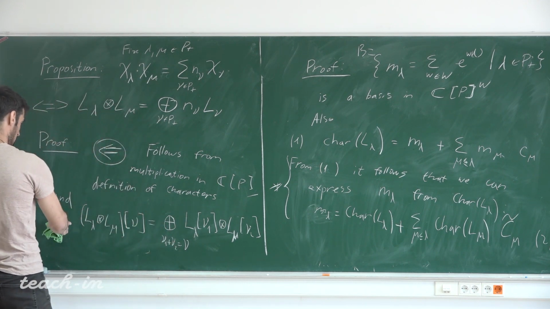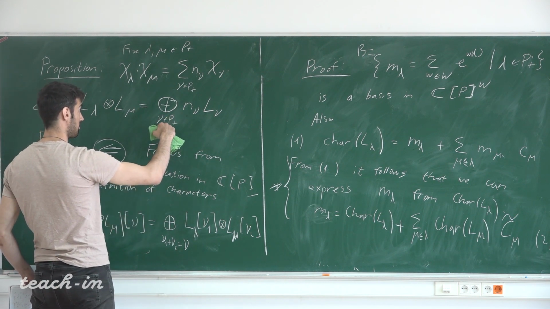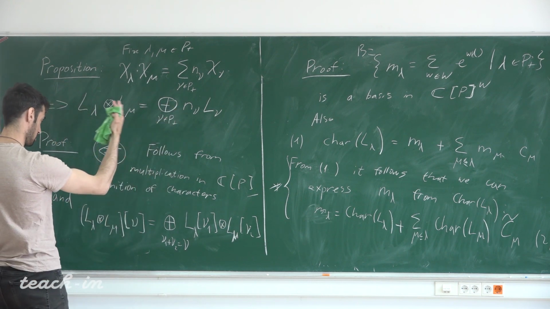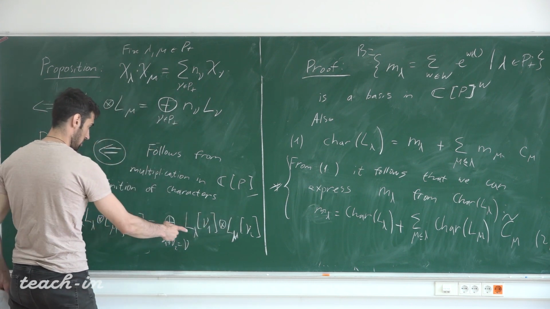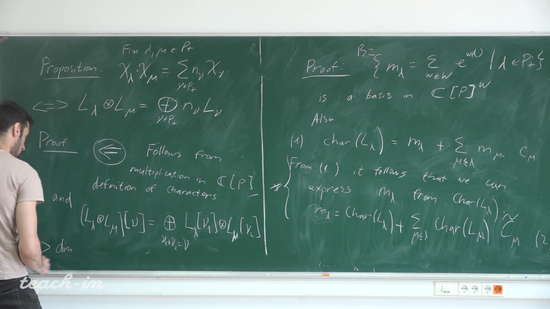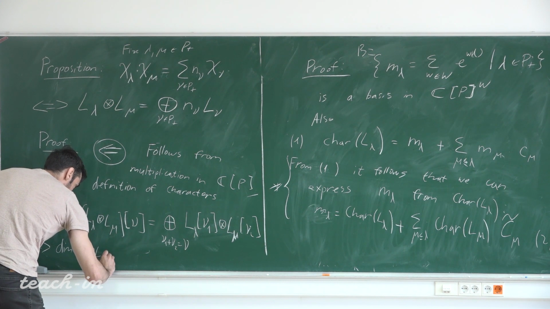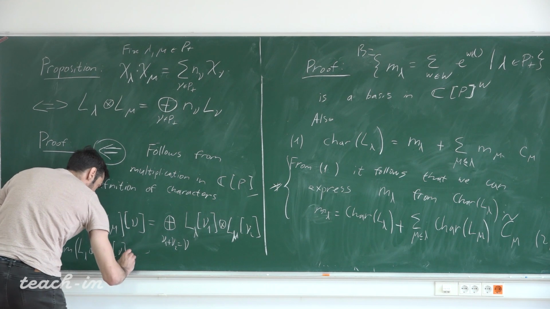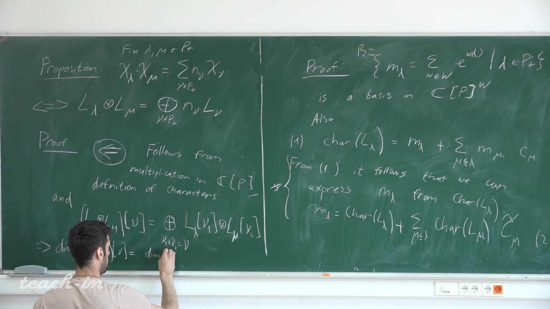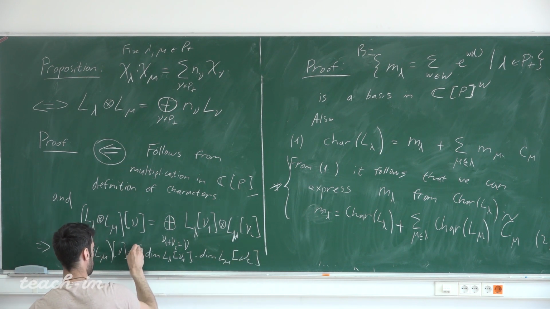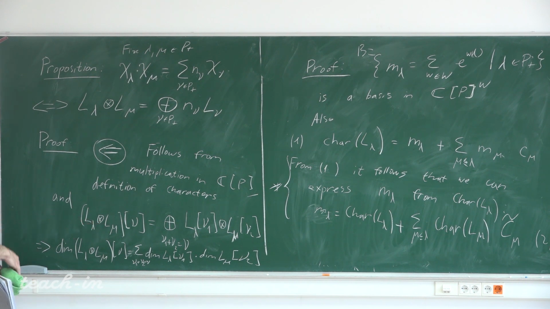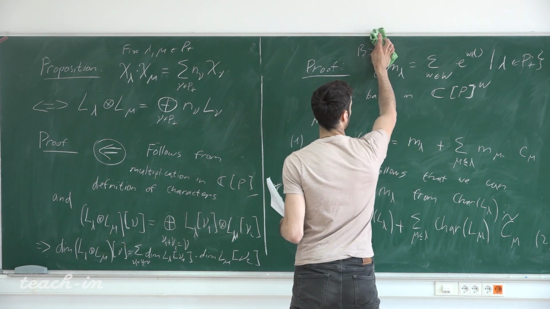So actually from this, I can break this down term-wise. The dimension of the nu weight space of L lambda tensor L mu is the sum of the dimension of L lambda nu 1 times the dimension of L mu nu 2, over nu 1 plus nu 2 equals nu. Right? This is one thing.